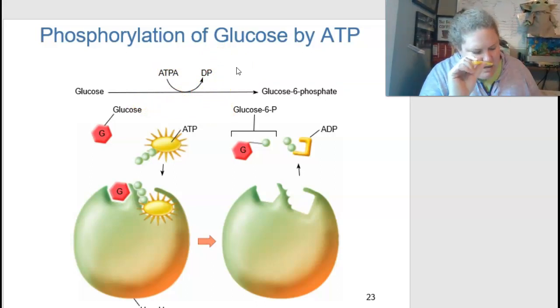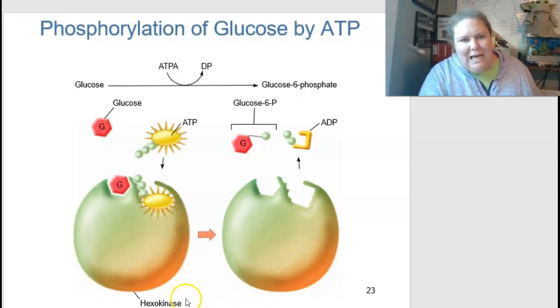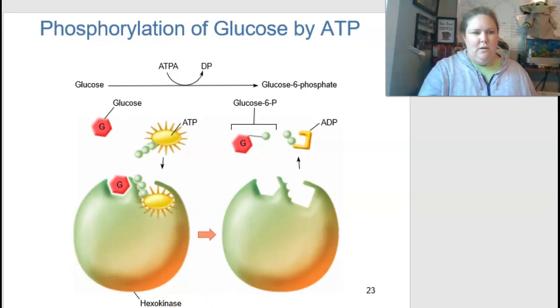The use of this high energy phosphate as an activator is a recurring feature of many metabolic pathways. You can see that ATP broke off one phosphate, it becomes ADP, and then that phosphate, because we can't create or destroy, we can just transfer, attaches onto that glucose, and it becomes glucose 6-phosphate. This is through the reaction of the enzyme hexokinase. Remember, anything that ends in -ase is an enzyme.